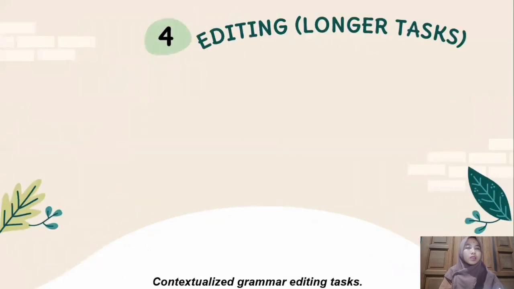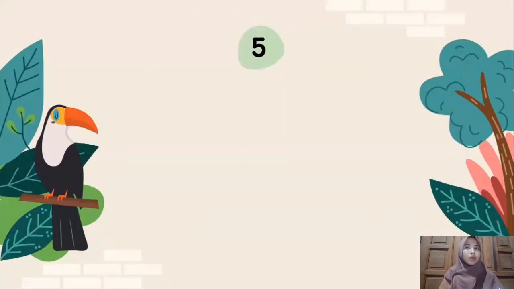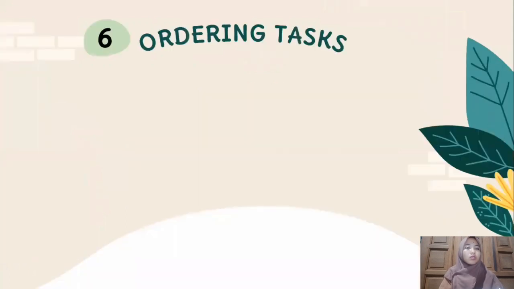And the fourth is editing, or longer task is contextualized grammar editing task. This is the example of this task. And the fifth is scanning. For assessing this task, it is carried out by presenting test takers with a text and requiring rapid identification of relevant bits of information. And the sixth is ordering task.